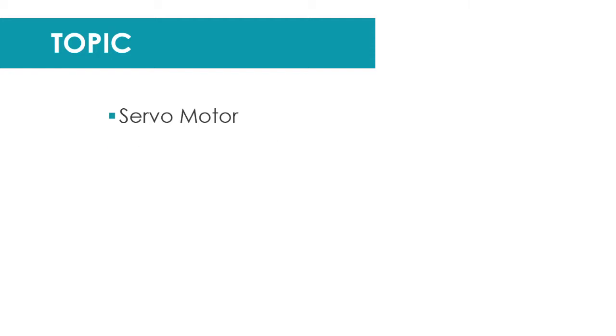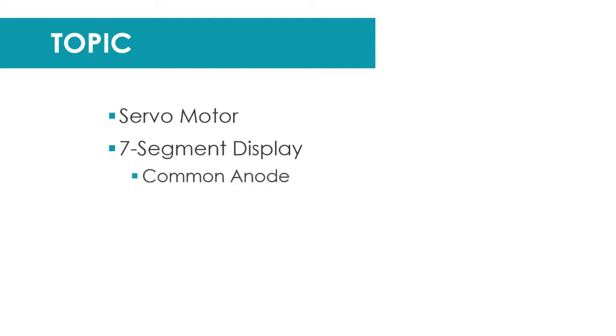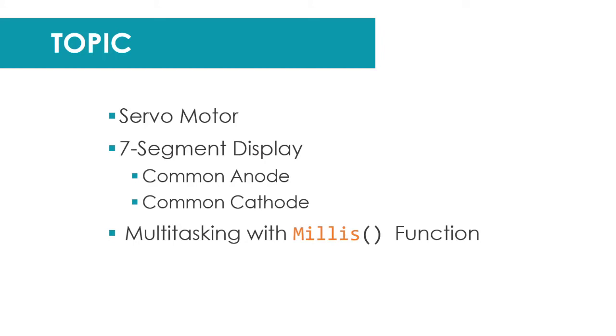Also, you will learn how to create a program to manipulate a 7-segment display and understand the main difference between a common anode and a common cathode design. More importantly, you will learn how to control several components almost simultaneously, or should I say, multitasking, by using the millis function instead of a delay.